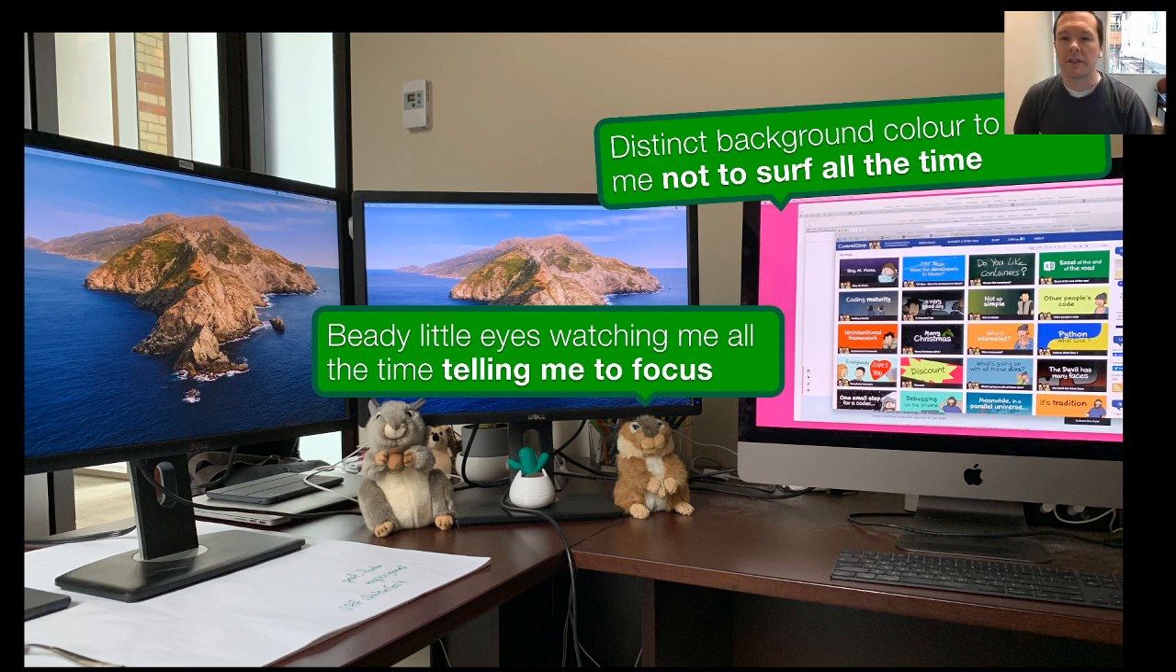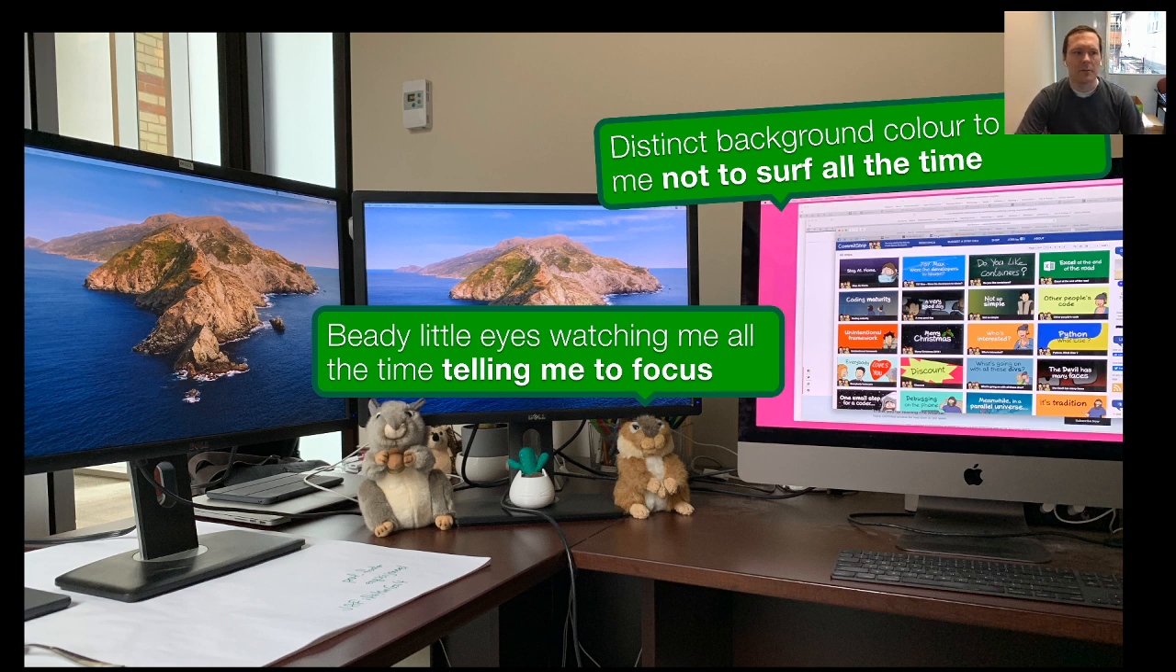And one of the things that we'll talk about a bit later, if you're struggling internally to maintain focus, you can use other things to actually help you with focus. It could be the beady little eyes of a stuffy, could be a family member. You may have family pets that are there. The key is something that helps you.